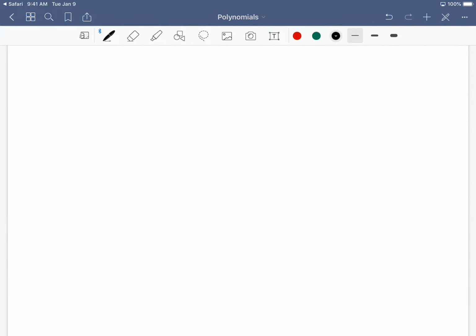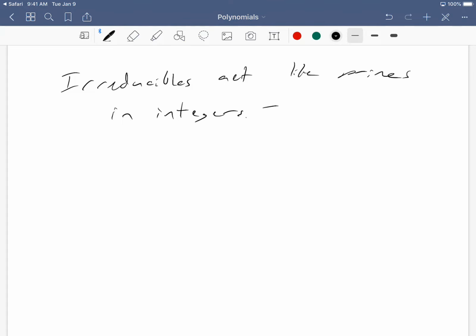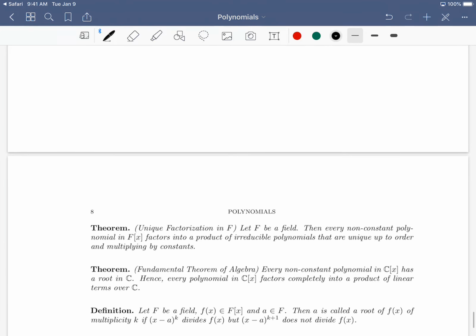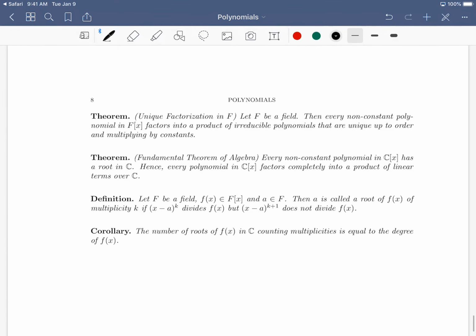All right, one more note on irreducible polynomials. Irreducibles act like primes in the integers. Okay, so we will factor polynomials into irreducibles the way we factored integers into primes. And that leads us to our next set of definitions and theorems.